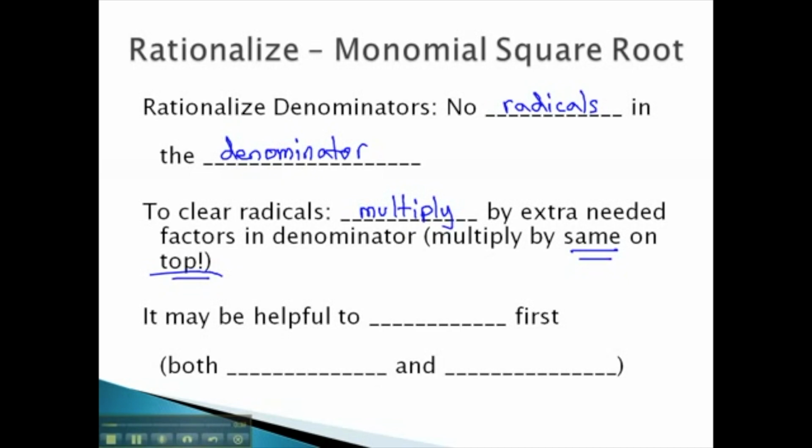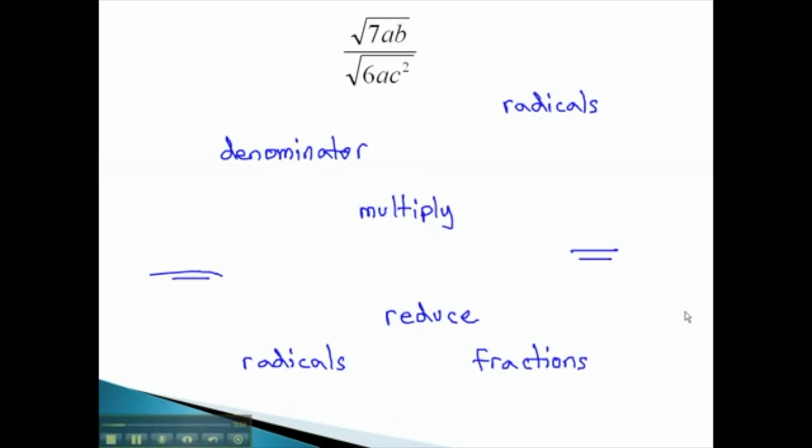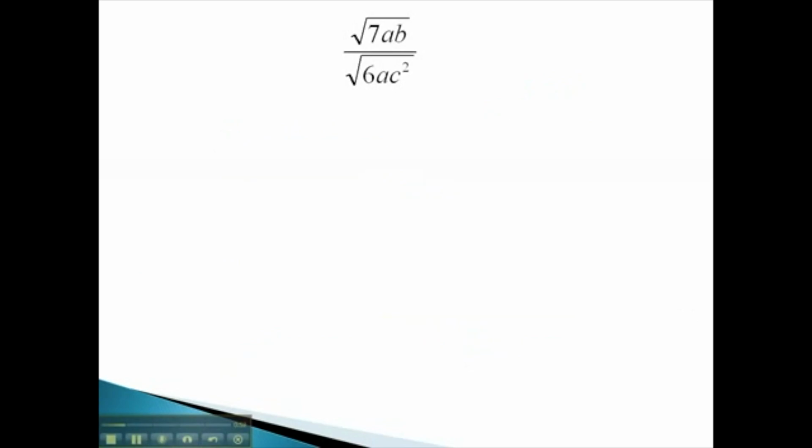Before we do this, though, it may be helpful to reduce first. By reducing, I mean both the radicals and fractions. Let's take a look at an example where we have to reduce first and then rationalize the factors that remain.